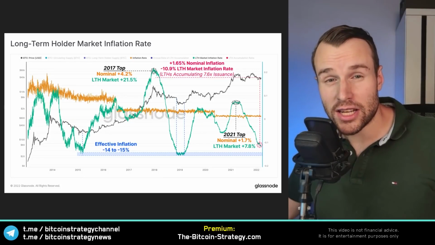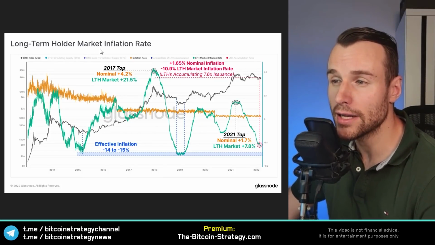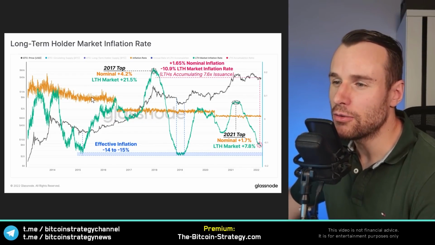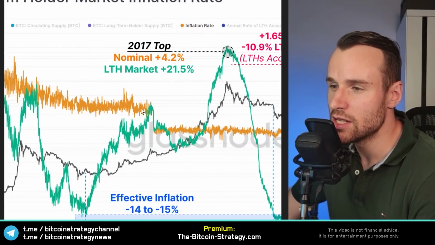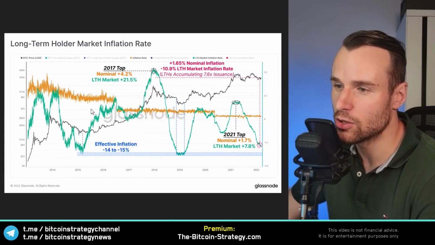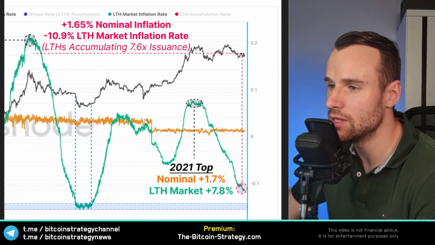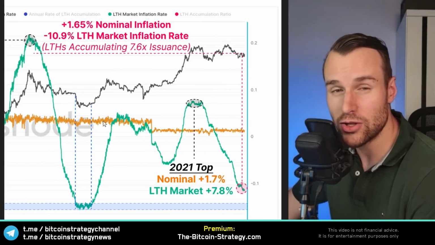Now, this is a chart I very, very much like. This is the long-term holder market inflation rate. Now, what does that mean? In orange over here, we've got our normal inflation rate. So what you can see here when you zoom in, you see this step function, right? This is again a long-term chart. We see the step function, how suddenly the inflation rate goes down. And we see this here as well. So this is simply the Bitcoin issuance. It fluctuates a little bit, right?